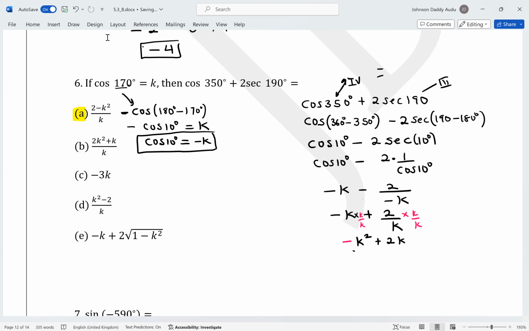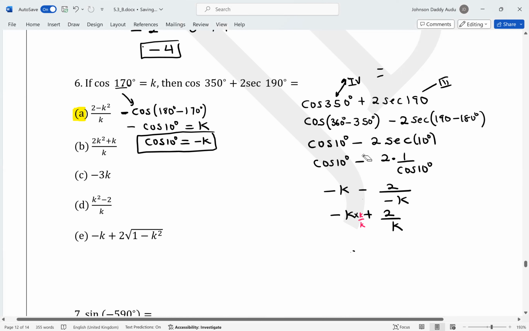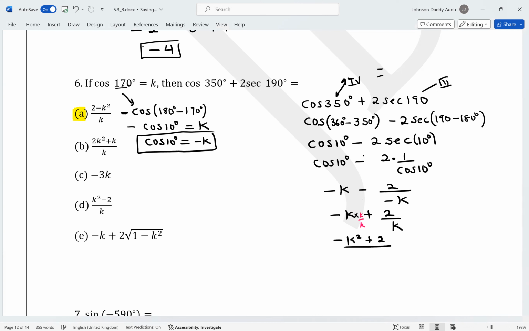Okay. Let me see. Here we have minus k. Okay. 2k. Yes. So it seems something is... All right. So here we don't need to multiply this by k. So we just need to multiply this first term only because we want to make the denominator the same. So this is going to be minus k square plus 2 over k, which we can write as 2 minus k squared all over k.